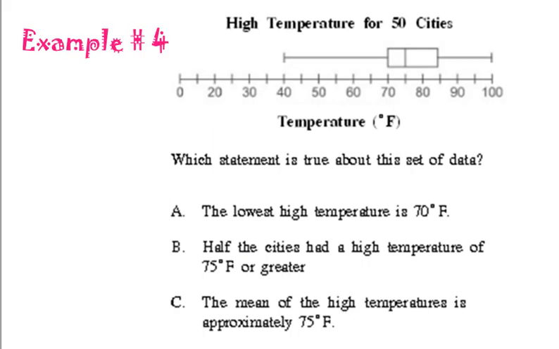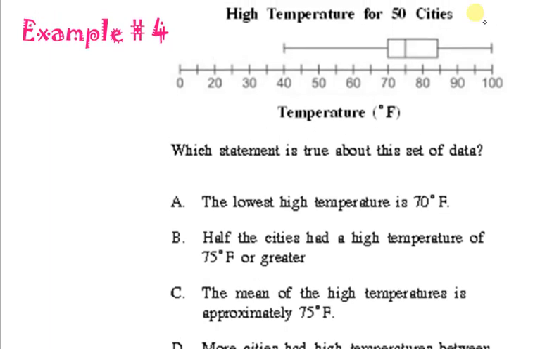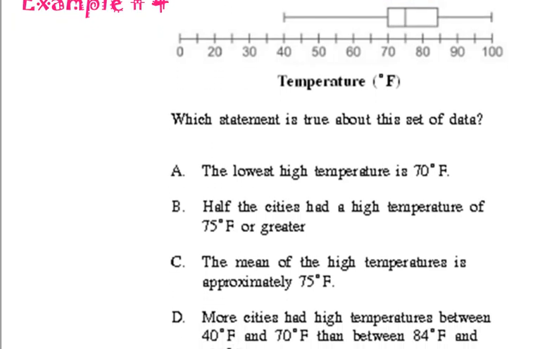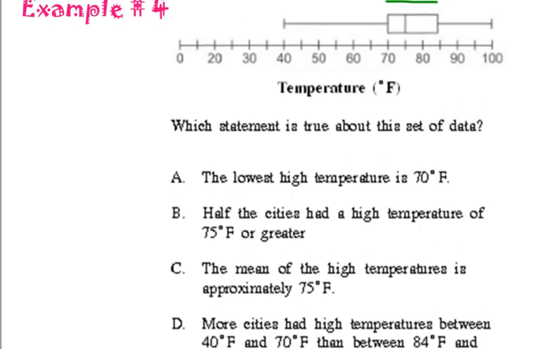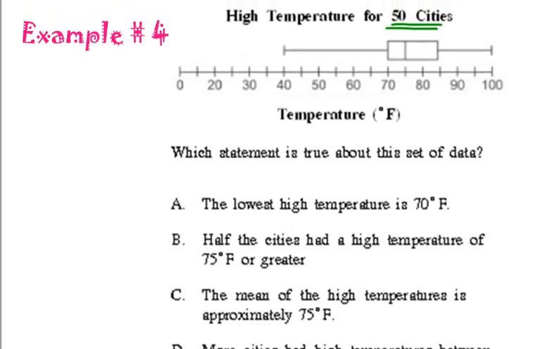All right, next question, example number 4. So here we have a box and whisker plot again, and it's the high temperature for 50 different cities. And so I'm going to scroll down a little bit. Which statement is true about this set of data? And so these are a little tricky because we have to investigate every single one. So is it the first one, that the lowest high temperature is 70 degrees? Well, go to your lower extreme. Is that 70 degrees? No, it's 40. So that's wrong. Half of the cities had a high temperature of 75 degrees or greater. Okay, we don't know. We're going to get back to that one.